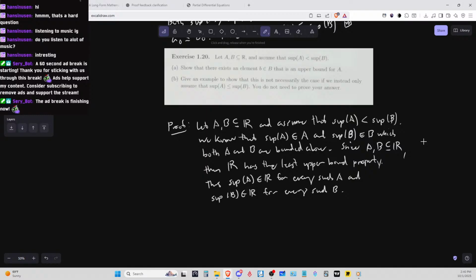So assume that we know that the supremum of A is in A and the supremum of B is in B, and both A and B are bounded above. Since A and B are subsets of R, then R has the least upper bound property. Thus, the supremum of A exists in R for every such A, and likewise for the supremum of B.